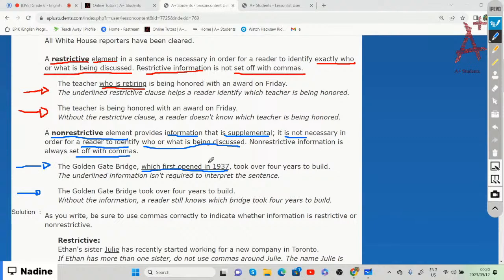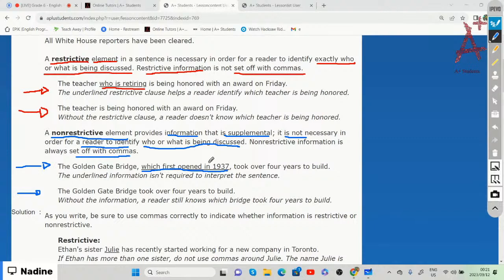because we already know, if we look at the underlined words. Without the added information, we still know what the writer, or the person telling us something, is telling us about. When it comes to restrictive elements, sometimes the underlined words help readers identify who or what is being discussed. So without it, we won't know who or what is being discussed.